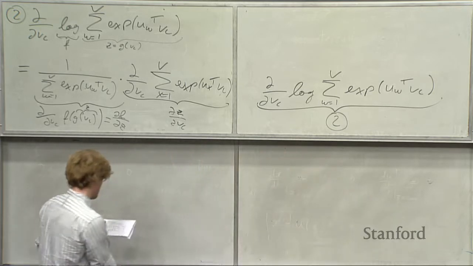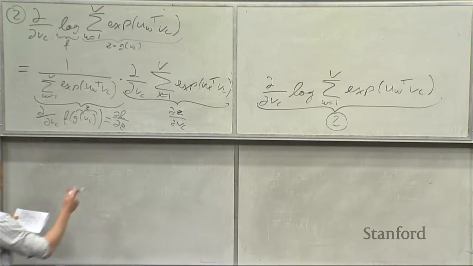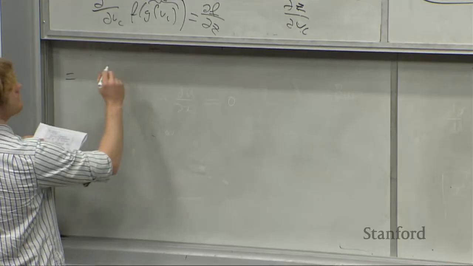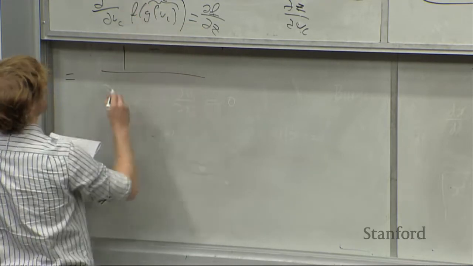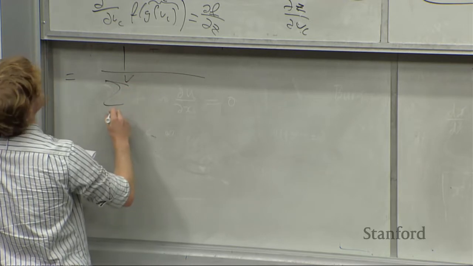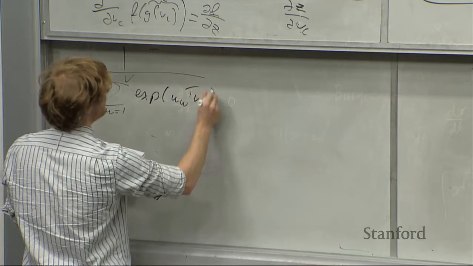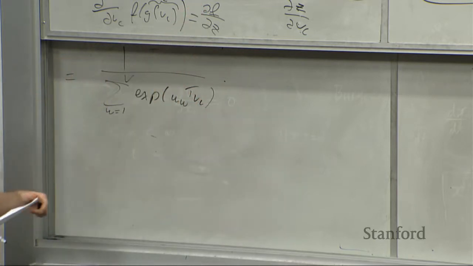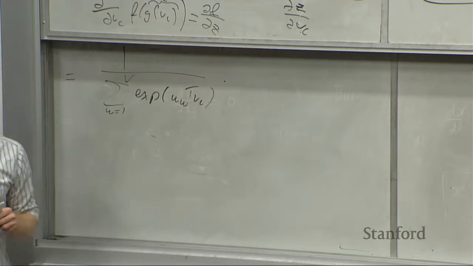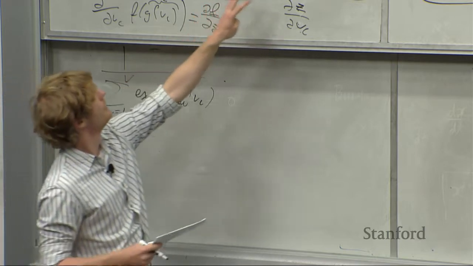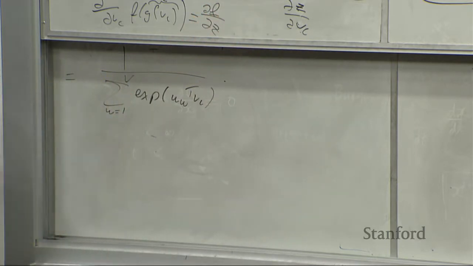Now we still need to get rid of the derivative operator here. So let's look into that and use the chain rule again. As the next step, we just carry this one over. So this is still 1 over the sum over w equals 1 to V of the exponent of u_w transpose v_c. But now we want to do what we've done before. So what would be the next step? We have here the derivative of this whole sum. So what can we do?